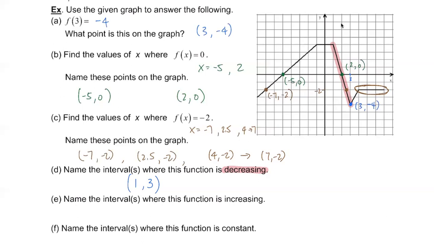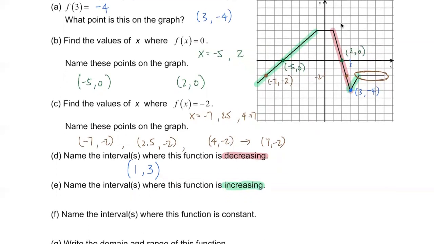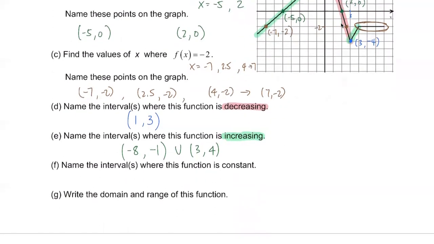What about part E? Part E says, where is it increasing? Let's put a more delightful color, green. It's going up right here, and it's also going up right here. So it's from -8 to -1, with parentheses, and union, the other interval from 3 to 4. So (3, 4), like this. Very straightforward.